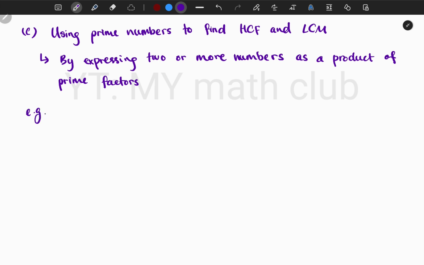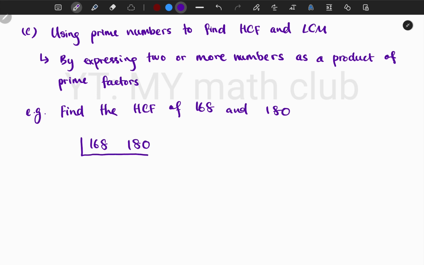And so if that doesn't make sense, we're just going to look at an example. Find the HCF of 168 and 180. So I'm going to use the long division method again, but this time I'm going to use it for both numbers. I'm going to do it together for 168 and 180, and I'm going to find the common prime factors. Between 168 and 180, they both can be divided by 2. So I'm going to write 2 and divide both numbers by 2.